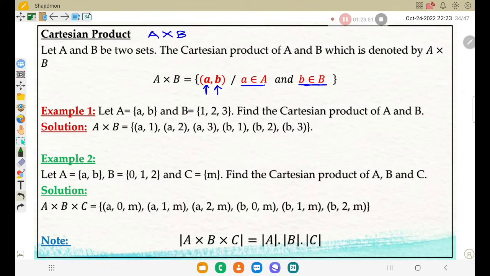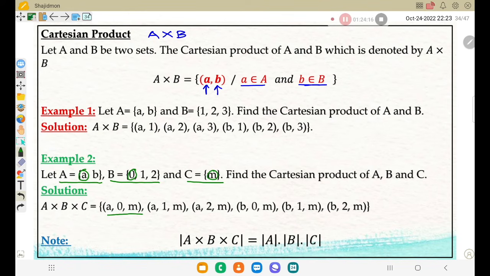Now one more example you can see. For example, A equals the set {a, b}, B equals the set {0, 1, 2}, C equals the set {m}. Find the Cartesian product of A, B and C. Now how to do that? Start from the first set A. First element here, first element here. We need to check all the possibilities.